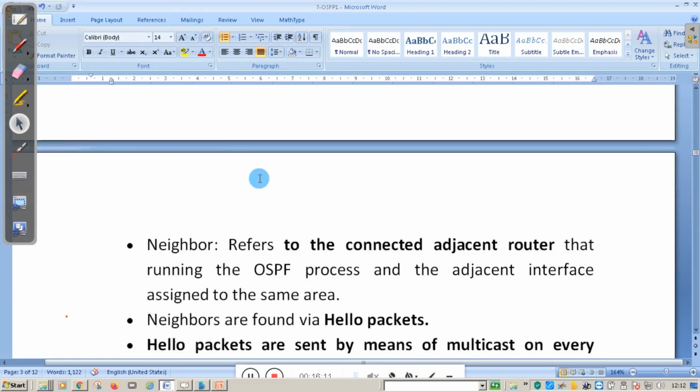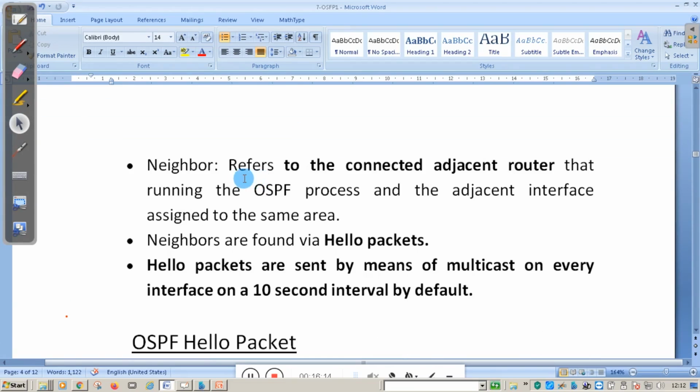Then the OSPF terminology, which you should remember. The first term is neighbor, which refers to a connected adjacent router running the OSPF process with the interface assigned to the same area. So a neighbor, with respect to a particular area, refers to a connected adjacent router, where both are running the same OSPF process. Then how are the neighbors found? By means of hello packets. Each router will send a hello packet to the other router by multicast, and on receiving the update and checking the other information, it will establish adjacency.